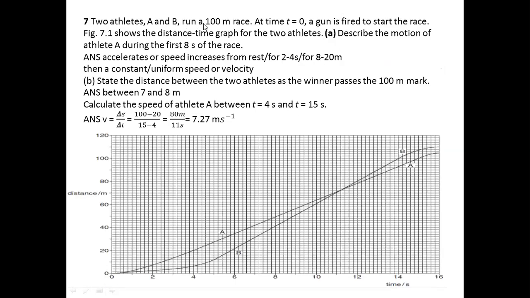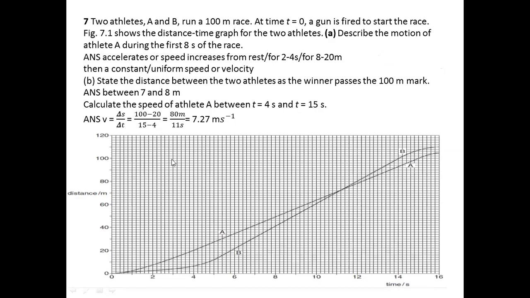There are two persons, A and B, who run a 100 meter race. At time t equal to zero, a gun is fired to start the race. The figure shows the distance-time graph. Describe the motion of person A during the first 8 seconds of the race.